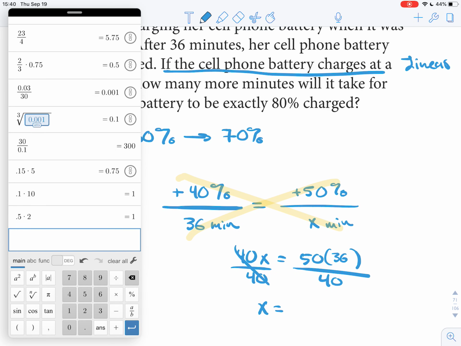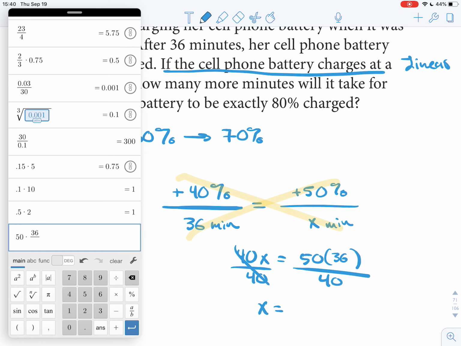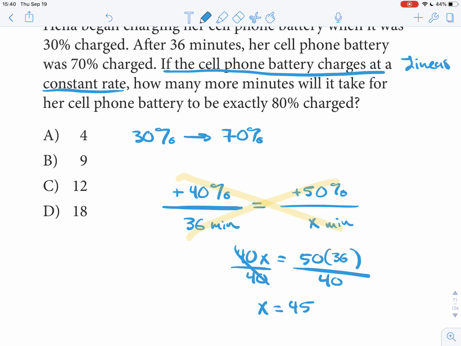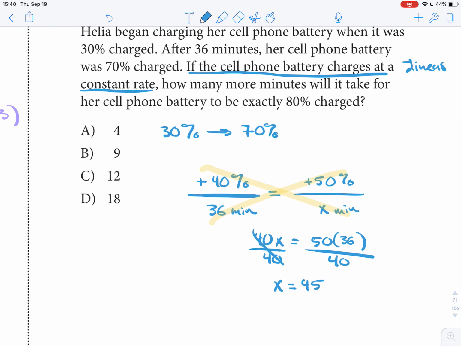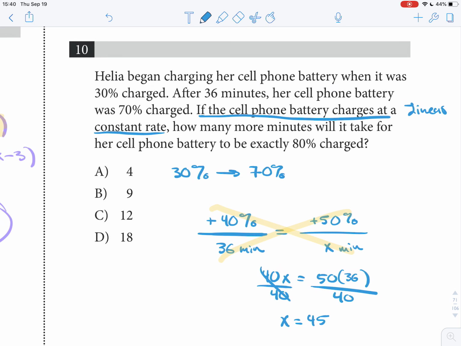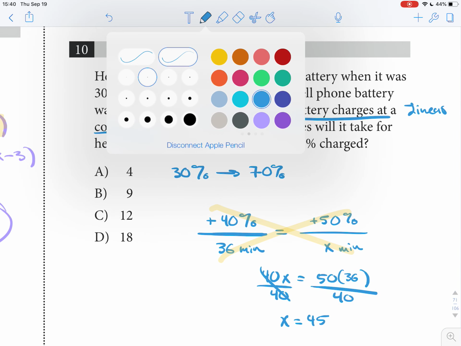So let's just do that now. That's going to be 50 times 36, and then that's all divided by 40. So 45. Now, the way that I thought about it is going to make us sort of take pause for a second, because we kind of have to consider what we just got.